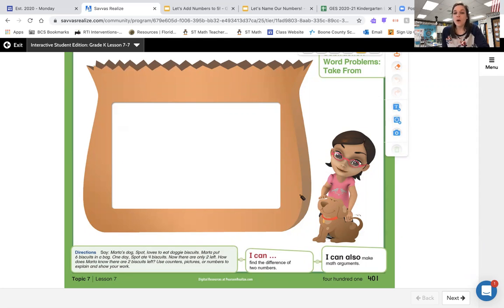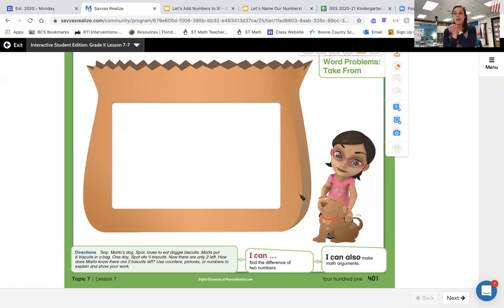How does Marta know that there are 2 biscuits left? So we're going to use both pictures and writing our number sentence to explain. So the very first thing that we do when we subtract is start with our whole number. When we start with our whole number, when we subtract, we take some of the things away and make our number smaller. So how many dog biscuits does it tell us in the story that Marta's dog Spot has all together? It says Marta's dog Spot has 6 biscuits in the biscuit bag.